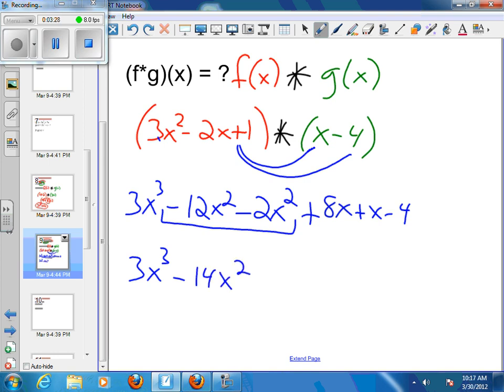And then I look at my next two terms, and this is a positive 8x and a plus x. So that would be a positive 9x. They're the same sign, so again I add. And then I just have my minus 4 in the end. And that would be how I would multiply my f of x times my g of x, and then combine my like terms.